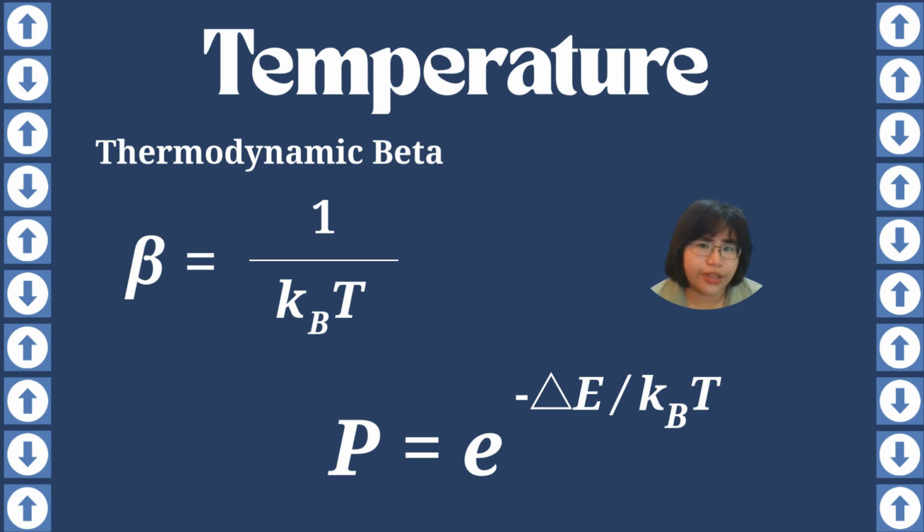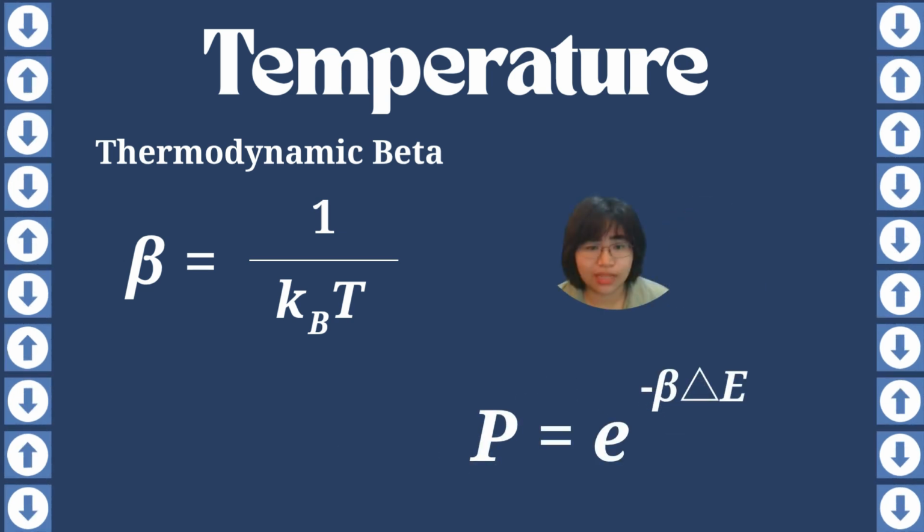Yung temperature natin is related to our thermodynamic beta. Ang thermodynamic beta natin, ito: beta is 1 over Boltzmann constant times temperature. So, ang probability kanina, we can also rewrite it. But, the point here is that yung beta natin and our temperature are inversely proportional to each other. Na-rewrite na natin yung ating probability in terms of beta instead of yung Boltzmann constant and temperature.